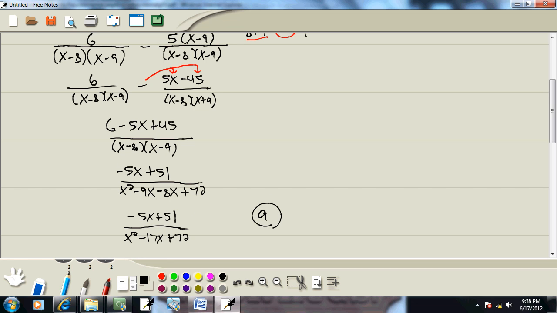Now other books will leave it separate like this. They'll just go ahead and leave it as x minus 8 times x minus 9. So keep that in mind.